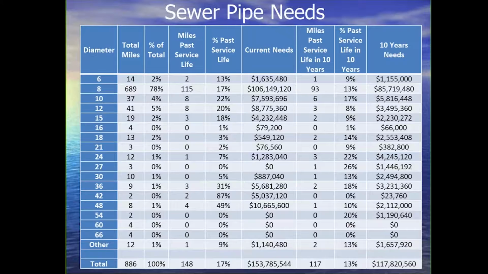So if we take the same 886 miles and break it down by diameter, we see that we have 115 miles of 8-inch pipe, which is beyond its service life. So the horrible figure down here is about $154 million that we need to theoretically be spending, and we've got another $118 million in the next 10 years to think about.